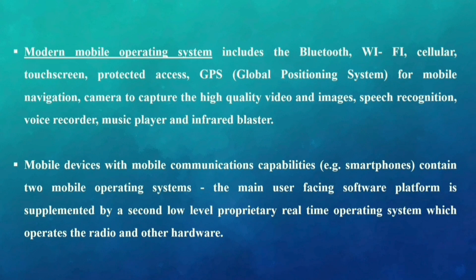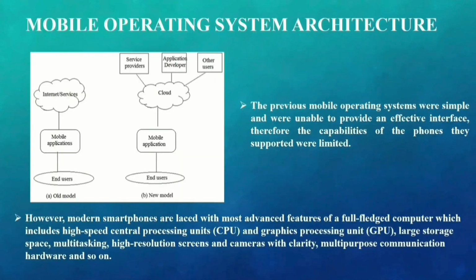The main user-facing software platform is supplemented by a second level proprietary real-time operating system which operates the radio and other hardware. Mobile operating system architecture. Here in this figure, two models of mobile operating system architecture are shown. One is the old model and the other is the new model. In the old model, there are end users using mobile applications and accessing the internet or services. In the new model, there are end users, mobile applications, cloud, service providers, application developers, and other users.